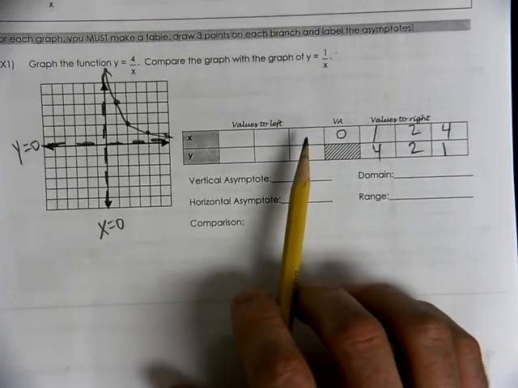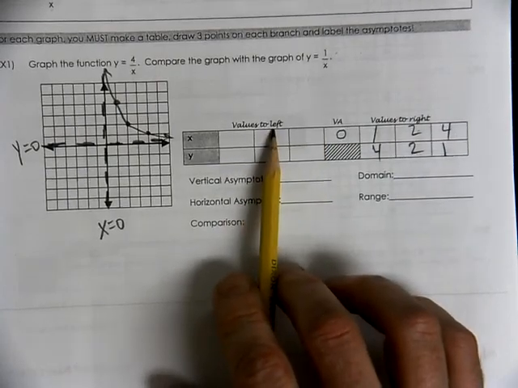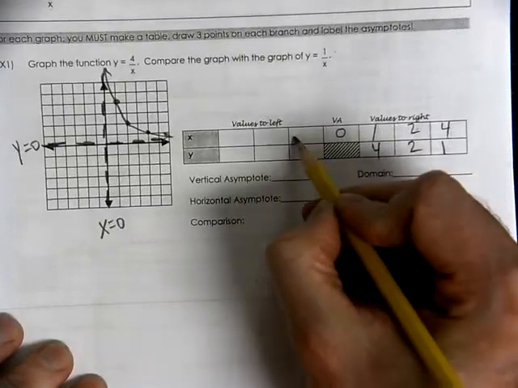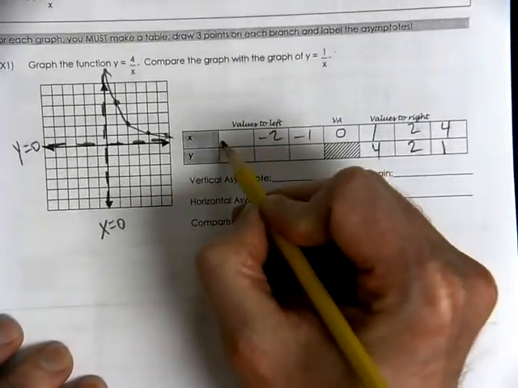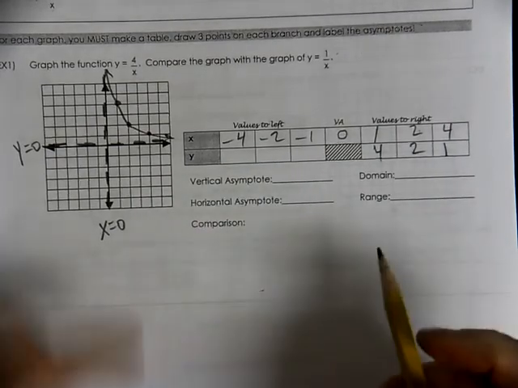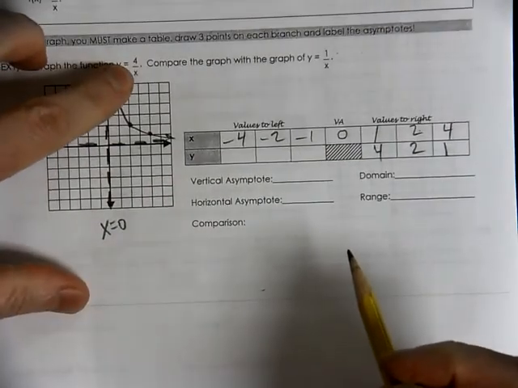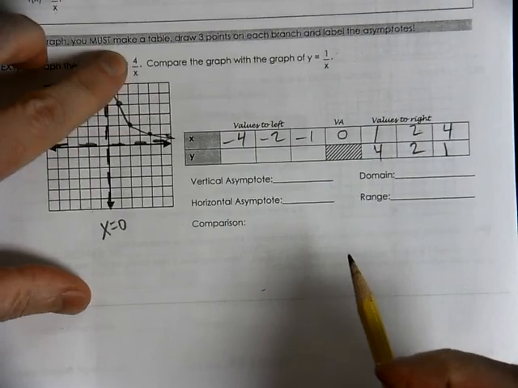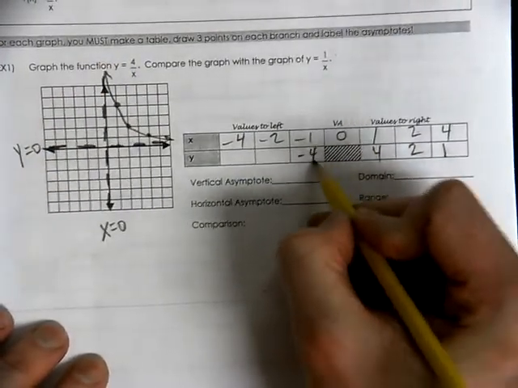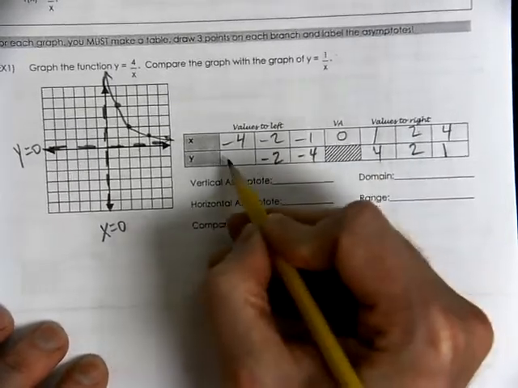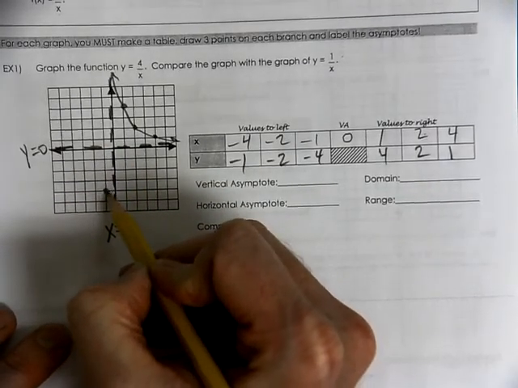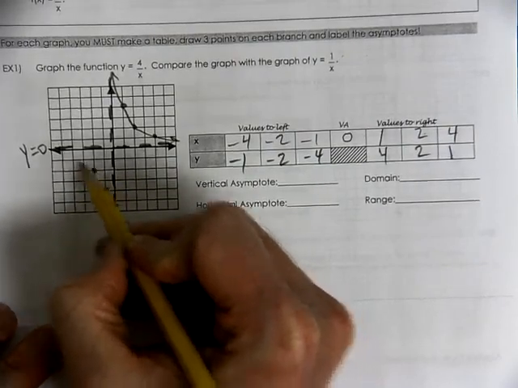Now we can look at what happens to the left side of the asymptote. So -1, -2, probably use -4. So 4 divided by -1, you've got to do some calculations here. 4 divided by -1 is -4, -2, and -1. So you plot your points.